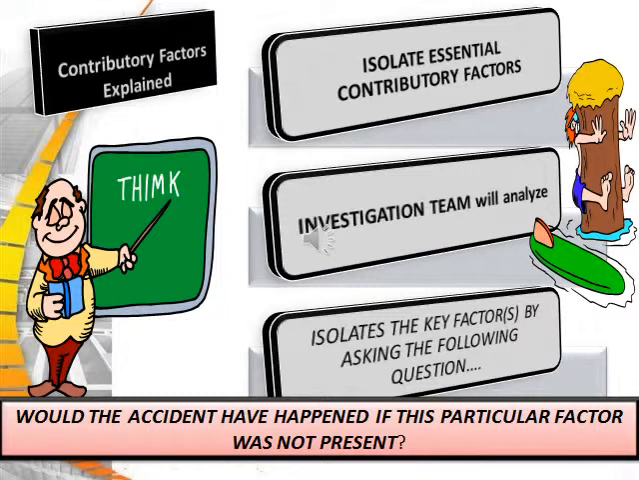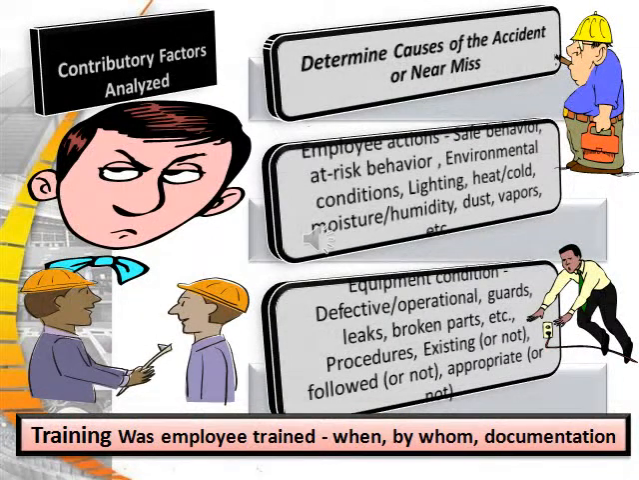Isolate essential contributory factors. An investigative team will analyze, isolating the key factors, and ask the following questions. Would the accident have happened if a particular factor was not present? Determining the causes of an accident or near miss means looking at employee actions, safe and at-risk behavior, environmental conditions, equipment condition, defective or inoperable guards, leaks, broken parts, procedures, existing or not, followed or not, appropriate. Was the employee trained, when were they last trained, by whom, and what was the documentation?